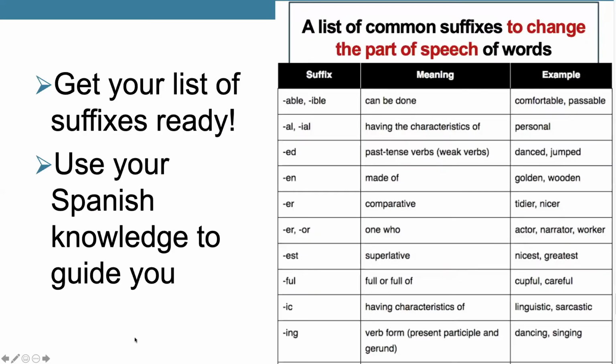Okay, so please get your list of suffixes ready. You have it in week 1. I think, yeah, in week 1, I gave you a file that you have to download and has to do with word transformation. It is a PDF file. Please get it and have your list of common suffixes. It is more or less in page 17, I think, not quite sure. A list of common suffixes to change the part of speech of words.